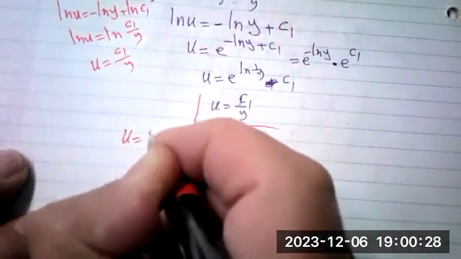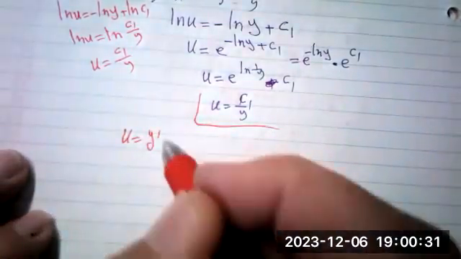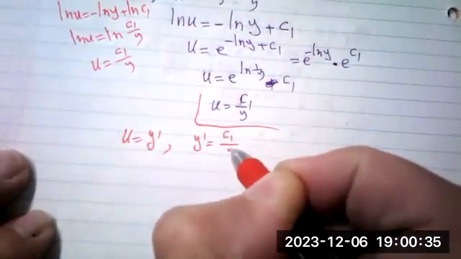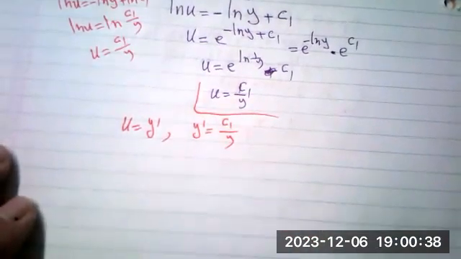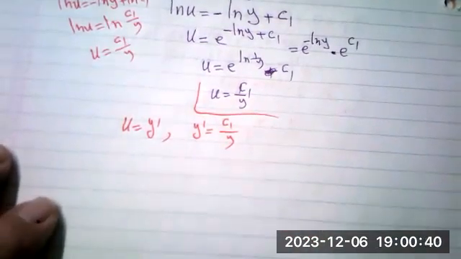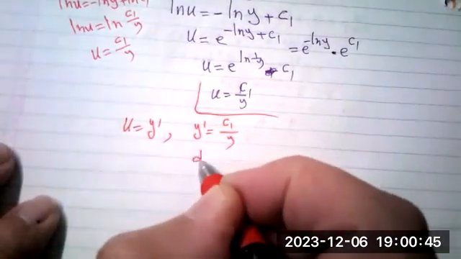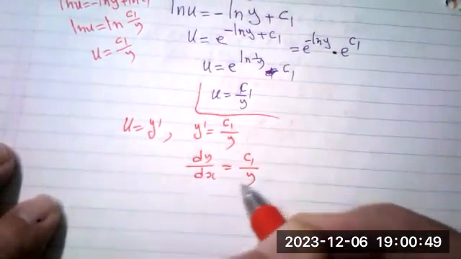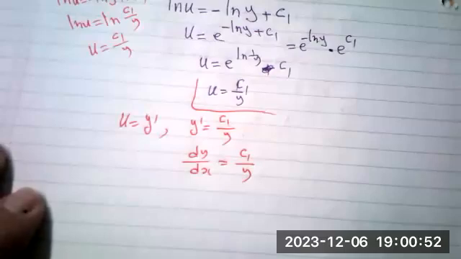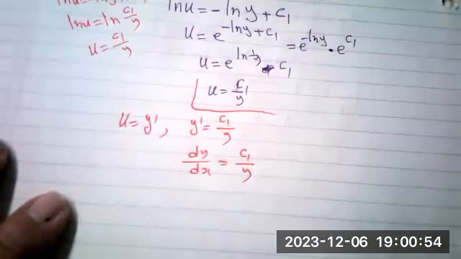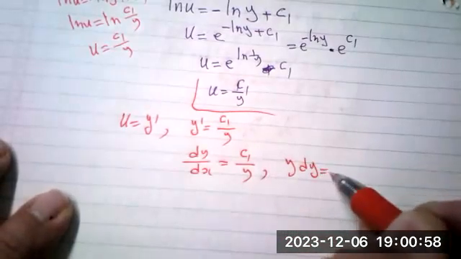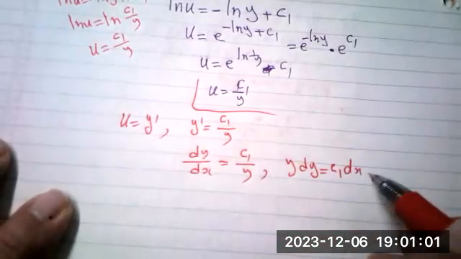So u equal to the y prime. That gives you y prime equal to c1 y. Now this is a question of the first order. We can do it. You change the y prime into dy dx and continue. So it's going to be dy dx equal to c1 y. Again, a separable variable. Put them together. That gives you y dy equal to c1 dx.